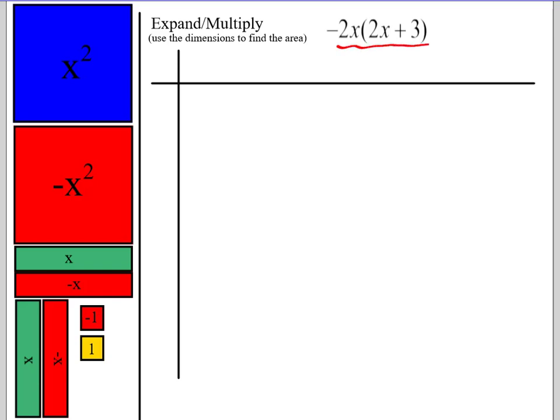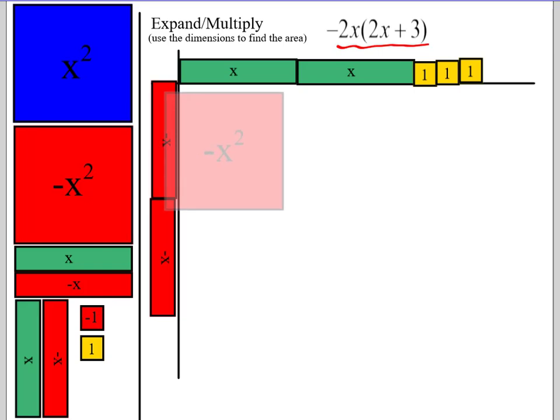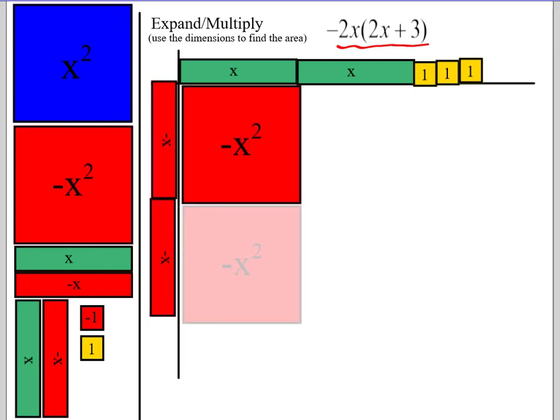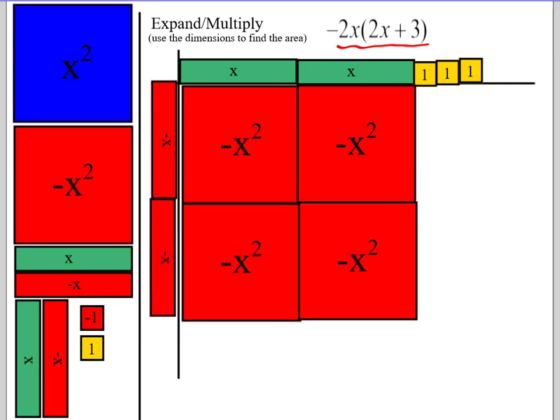so this is what we're multiplying together up here, we can set this up. Negative 2x is one dimension, so it goes on one side. 2x goes on the other side, and 3 positive ones. Like that. So those are my dimensions. When I multiply these together, I'm going to get my area. So a negative x times an x is a negative x squared. And I would have a couple of those. And then I would do negative x times positive 1, and I would again get a couple of those.